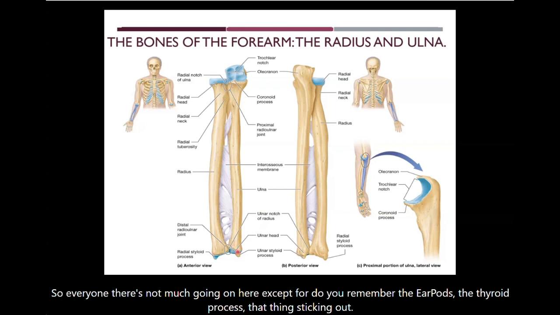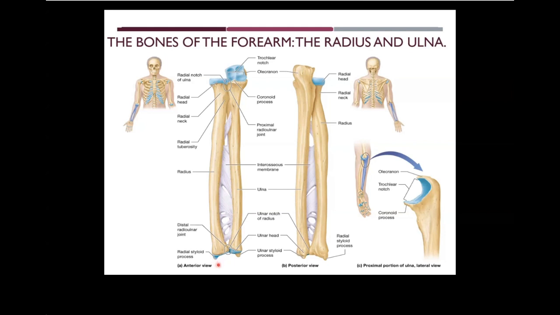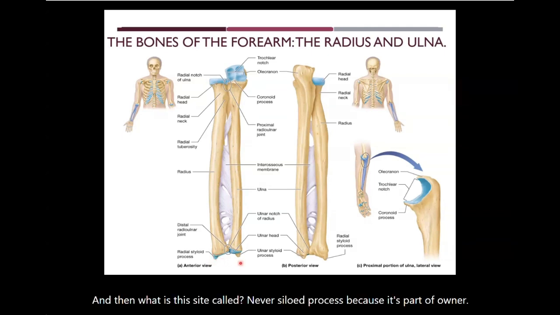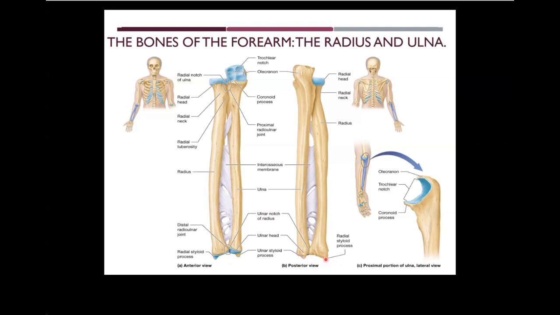So everyone, there's not much going on here except for, do you remember the ear pods, the styloid process, that thing sticking out? So we have something here called radial styloid process. Do you see that down here? So radial styloid process. And then what is this side called? Ulnar styloid process, because it's part of the ulna, okay? And then this is the joint where the radius and the ulna joins together. And then again, posteriorly, you can see the ulnar styloid process and radial styloid process, okay?